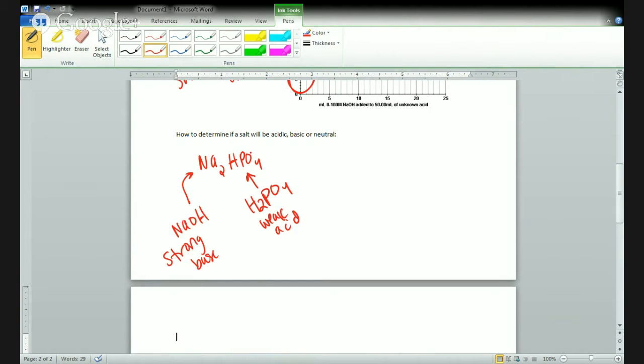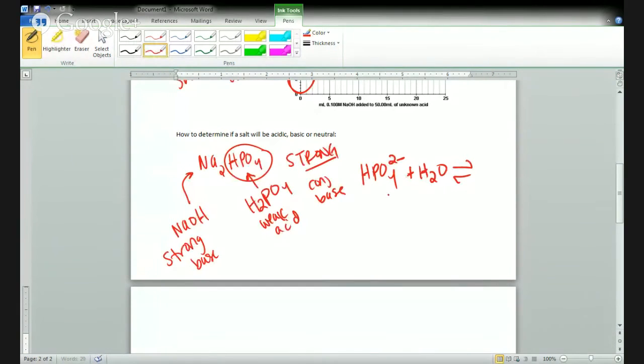When we have a weak acid, that means this HPO4 part is going to be a strong conjugate base. So if we were to actually write what happens when this dissolves in water, because this HPO4 is a strong conjugate base, when it's put in a solution with water, it wants to take that H back. So this HPO4 is going to snag one of these H's from water, and that's going to leave OH minus ions floating around, along with H2PO4 weak acid particles. So this is why the solution becomes basic.